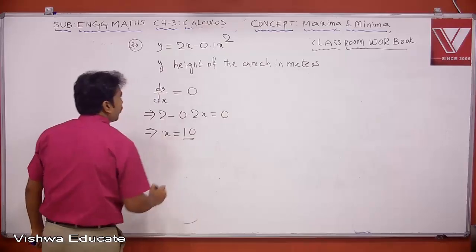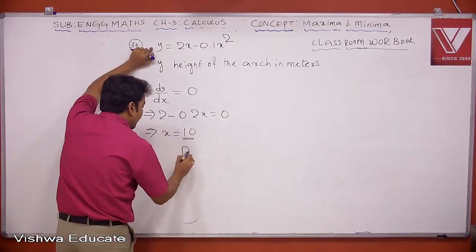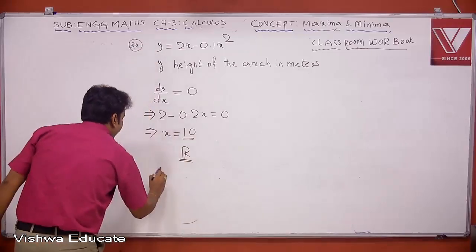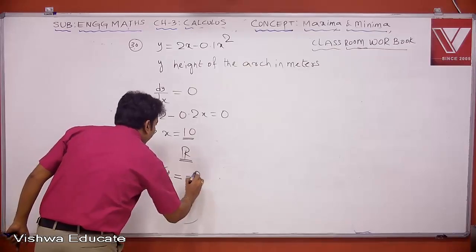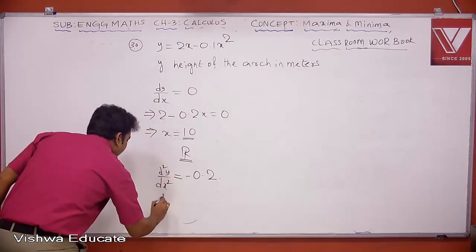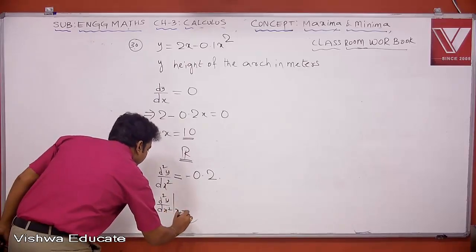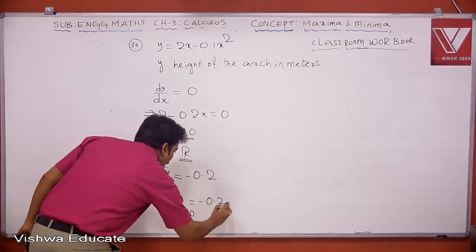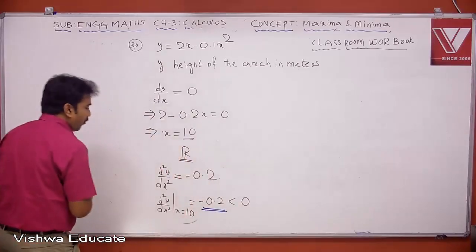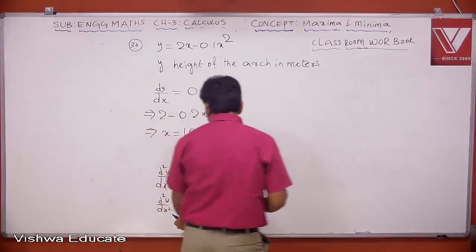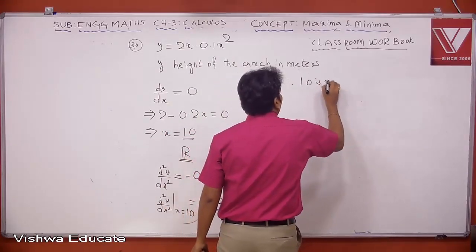So 10 is a stationary point. What is the domain of this function? Here interval is not given. So the domain is the set of real numbers only. Calculate d square y by dx square. I am going to apply the second derivative test. This becomes minus 0.2. Therefore, d square y by dx square at the stationary point 10 equal to minus 0.2 only. This is a negative expression. So second derivative at a stationary point is less than 0. Implies, what do you say about this 10? This is a local maximum. Therefore, 10 is a local maximum.